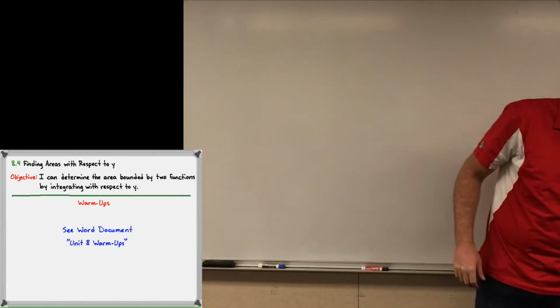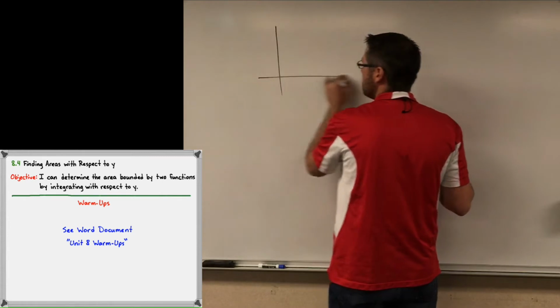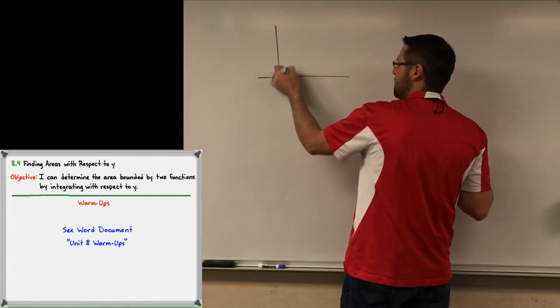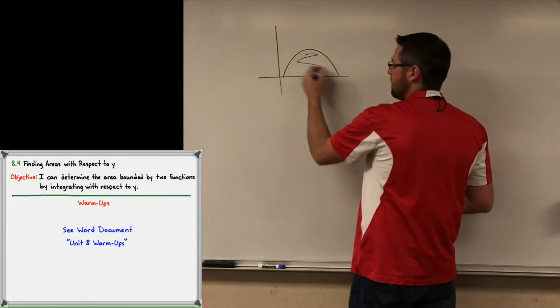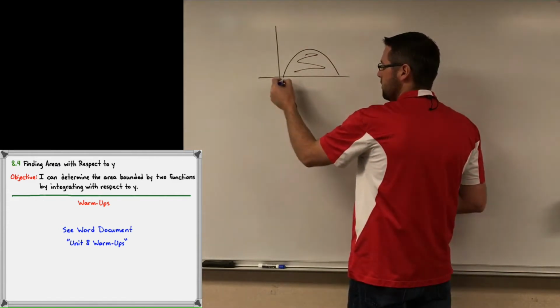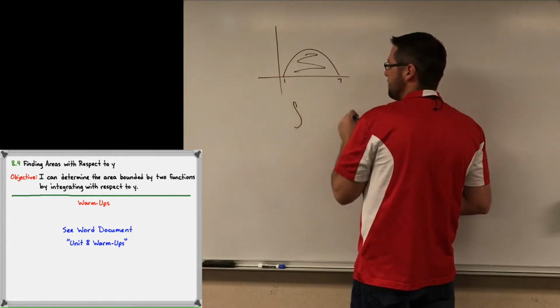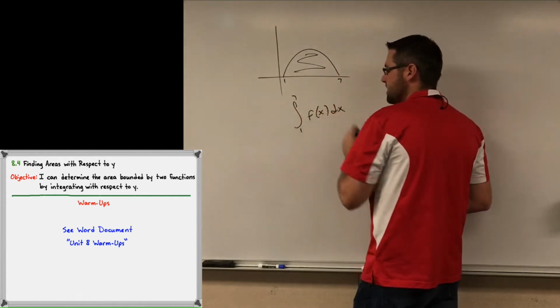Now we've talked about finding the area, and we found, let's say we want the area of that region. Simple problem, hopefully. I want this area. What's the setup? Integral from, let's call this 1, let's call this 7, 1 to 7 of f of x dx.